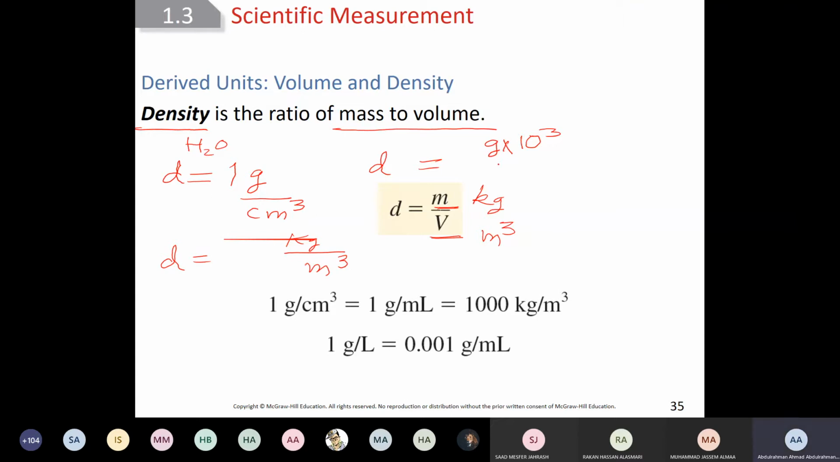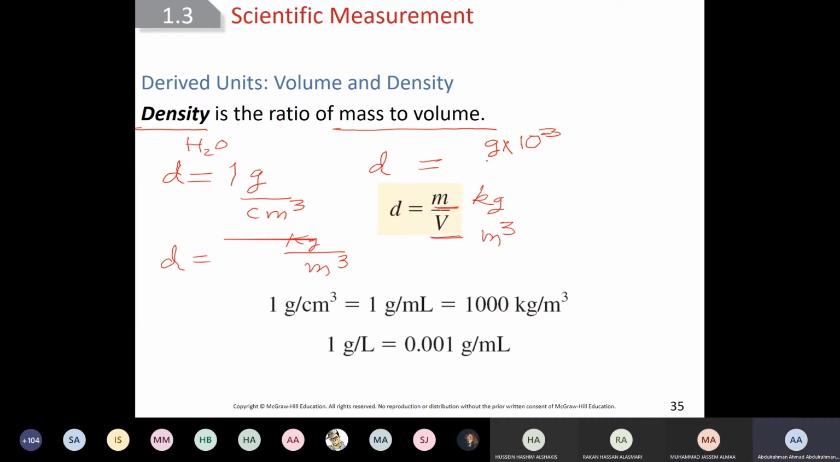Is this clear? Yes. Why not minus 3? Oh, I want to multiply by minus 3 to change it to kilogram. Yes. So minus 3. To change it to kilogram, I will multiply by 10 to the power minus 3. Exactly. Is this clear? Yes.